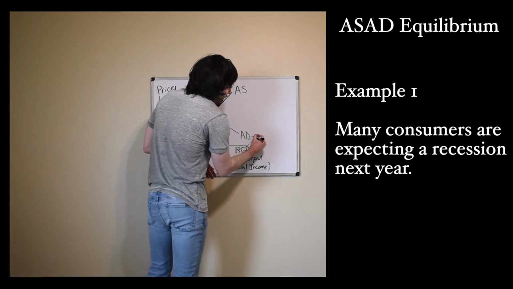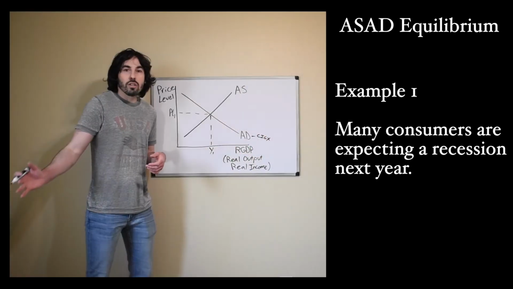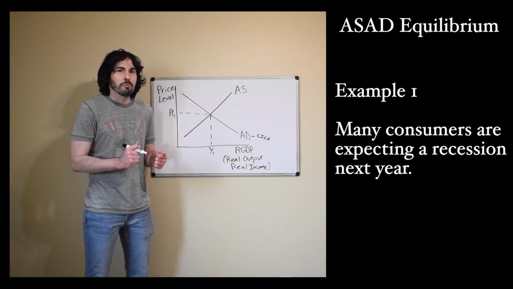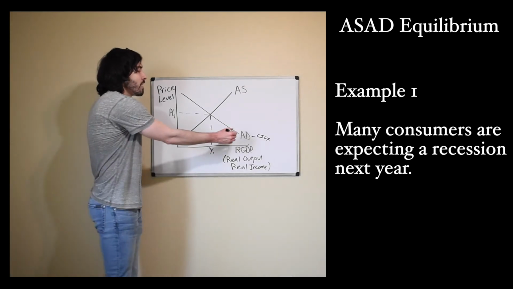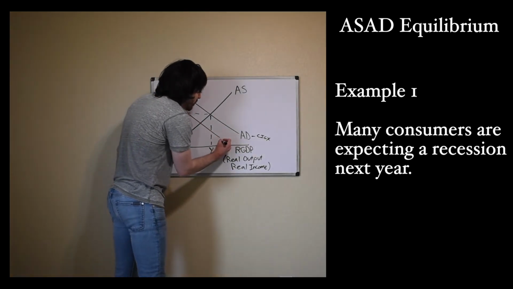So if we look here, if consumers are expecting a recession to come, consumers are going to be part of aggregate demand. Remember, it's C, I, G, and X. So if consumers expect a recession and stop spending their money because they're afraid that they might lose their job soon, well then, consumer spending will decrease, which means that aggregate demand will decrease and shift to the left.